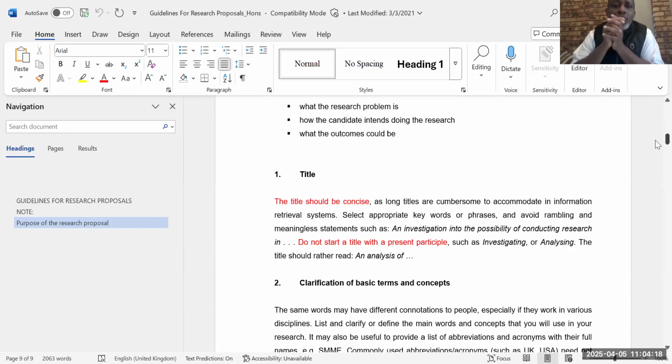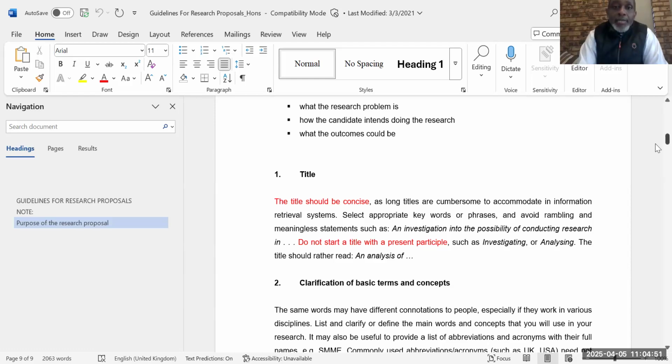The second one is that beforehand in your proposal, you will try and clarify your basic terms, for example SMME. Each of the basic things you're going to use in your report, you can define, your acronyms and things like that, so that the reader can see that beforehand. Sometimes this is done only after you start using your abbreviations.